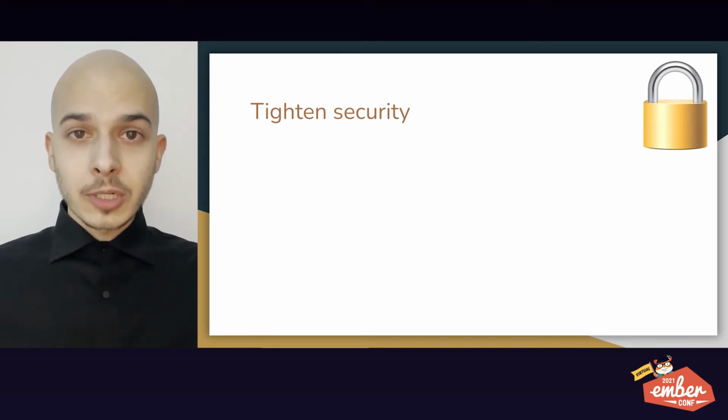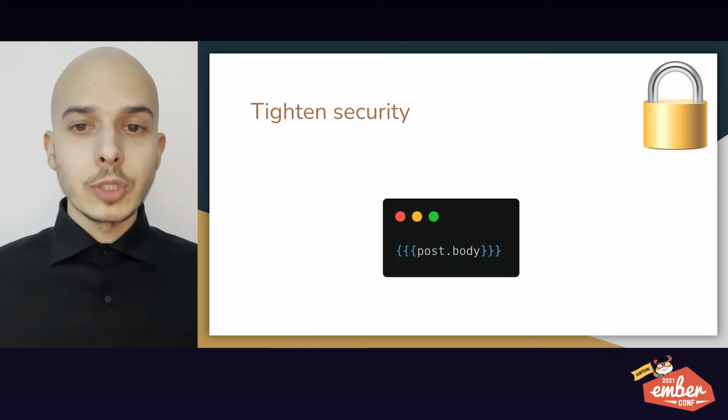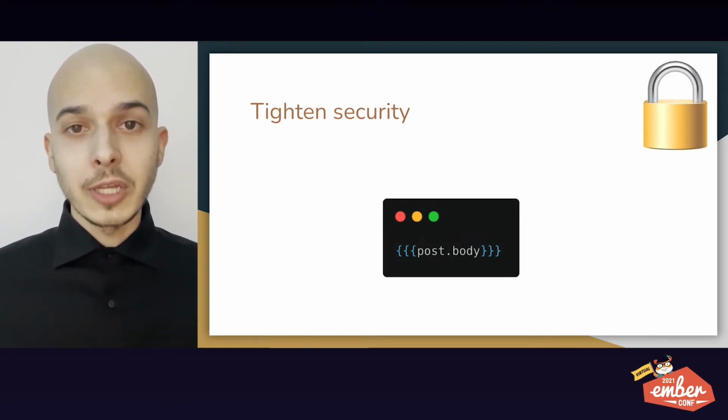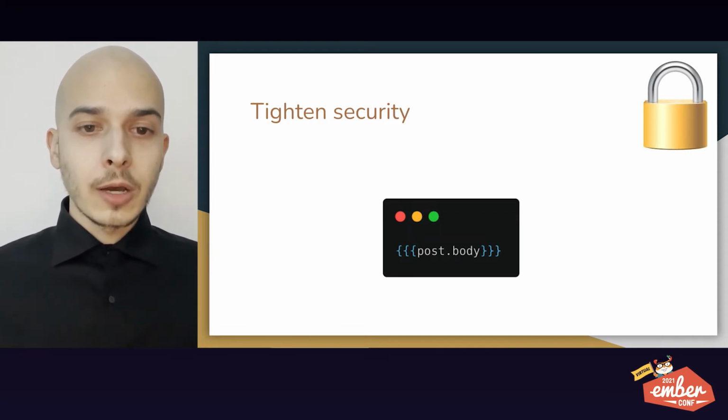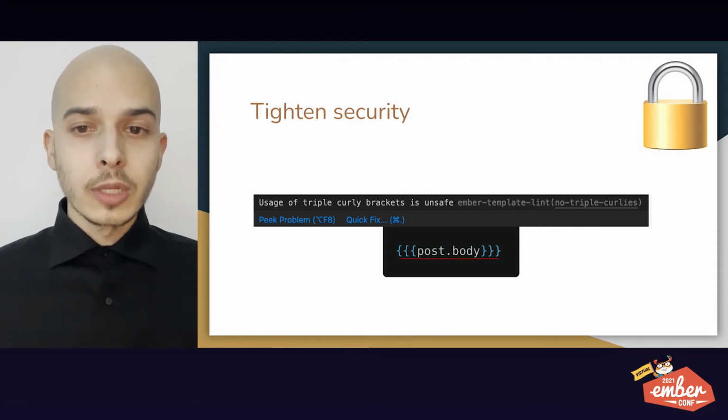Linting can also help us with tightening security. We want anyone using triple curlies in their templates to be informed that they may be allowing unsafe HTML to be injected into their page. Now, as always, if someone has a legitimate reason for writing code like this, then they can always disable the lint rule on this particular line of code, ideally including a comment about why they need to disable the rule.